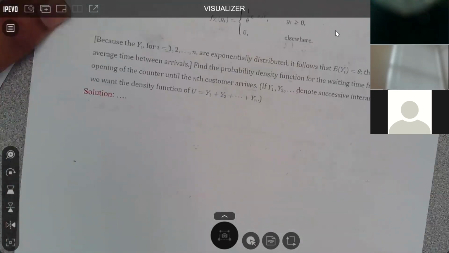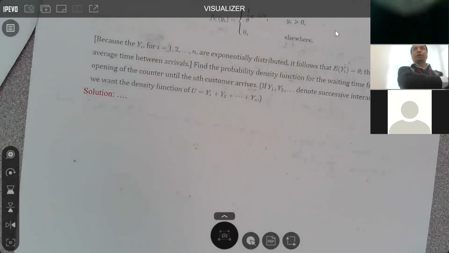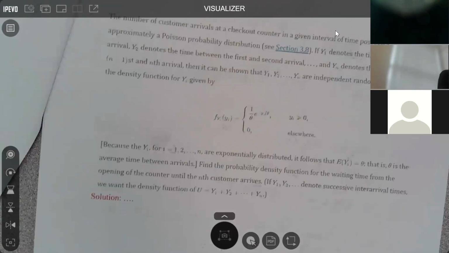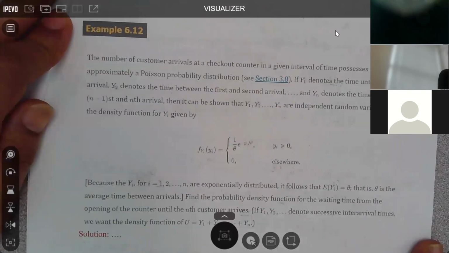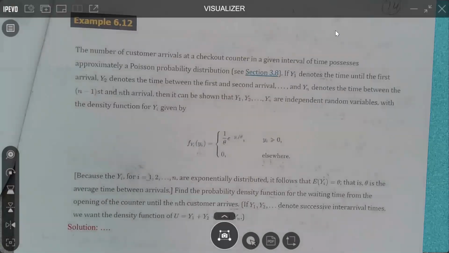Now, this is the example here. Do you remember the moment generating function for the exponential distribution? Can you flip your pages? What is the moment generating function for the exponential distribution? Okay, Autumn, what is the moment generating function for the exponential distribution? Isn't it in parentheses 1 minus beta t, and then all to the power of, is it minus 1? Yes.